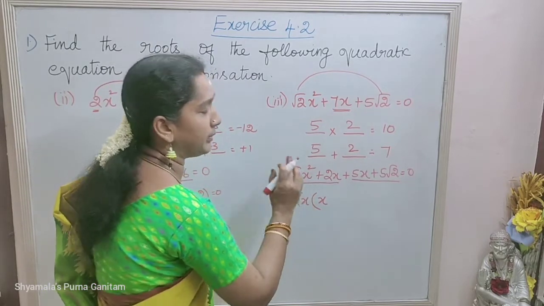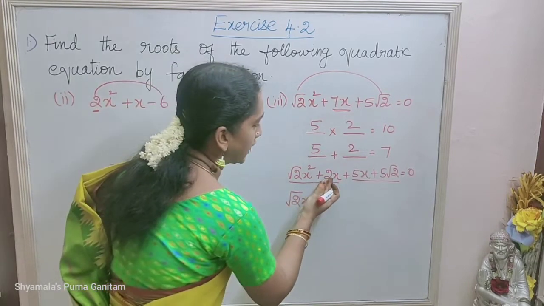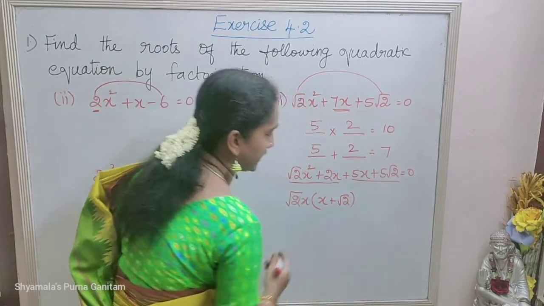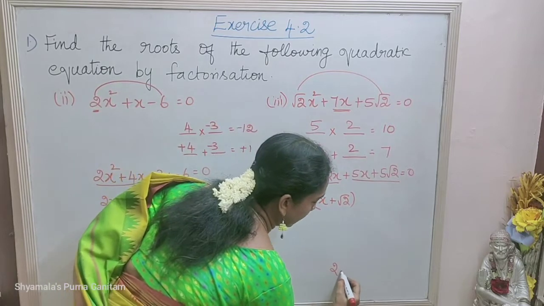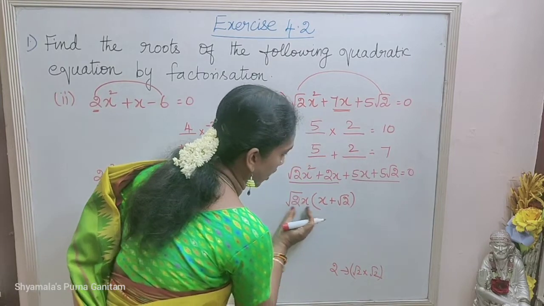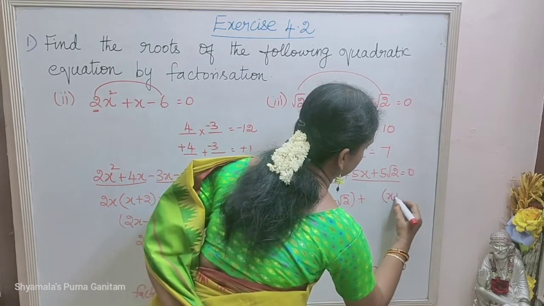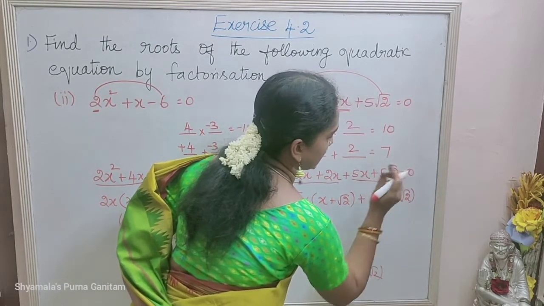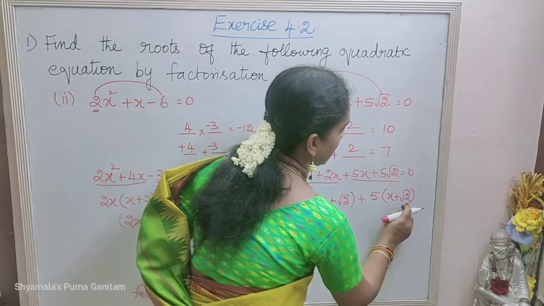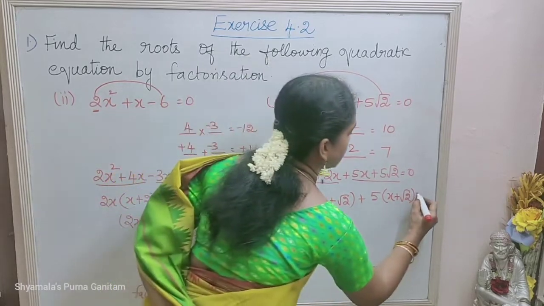So root 2x into x will be root 2 x squared, plus. We know that root 2 into root 2 is 2. So one root 2 I have taken out, so balance will be root 2 here. Understood? So this 2 you can write as root 2 into root 2. One root 2 I have taken out, balance one root 2 will be inside it. Okay. Then plus, I should have x plus root 2 here. So here it will be 5. So 5 into x is 5x. 5 into root 2 is 5 root 2, is equal to 0.